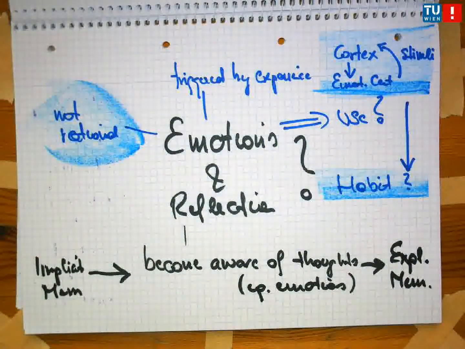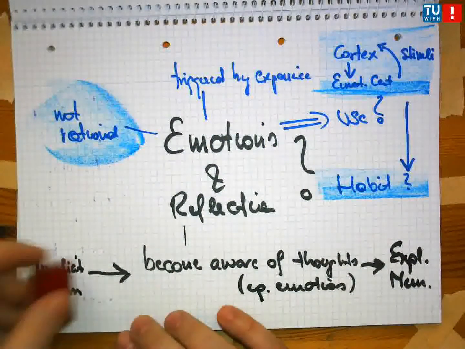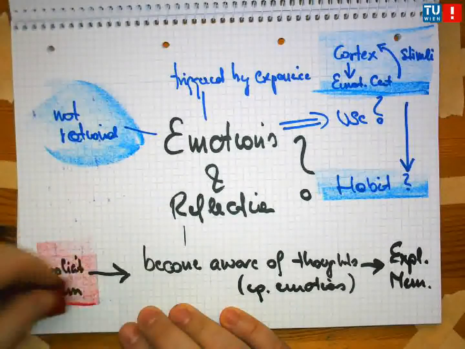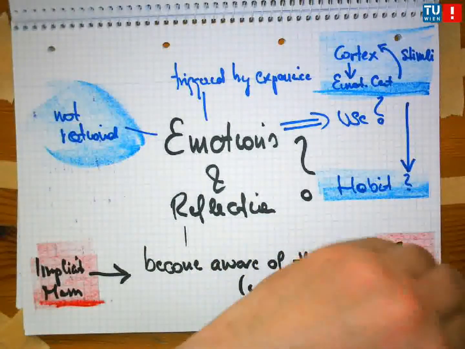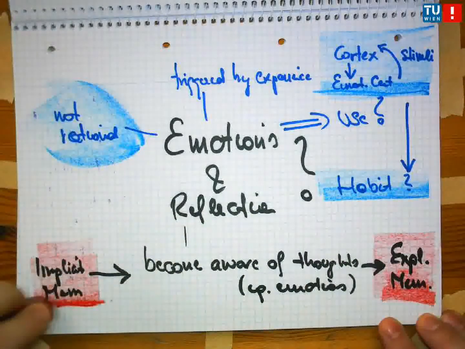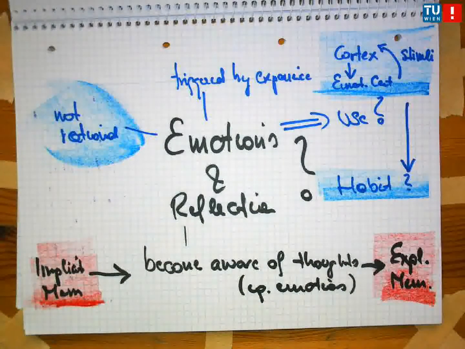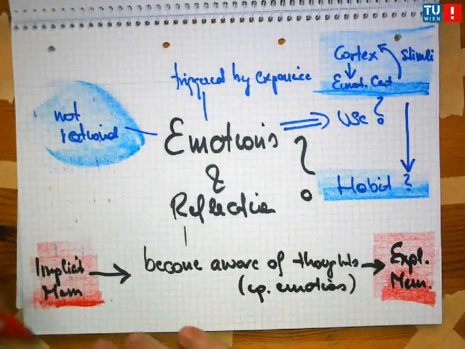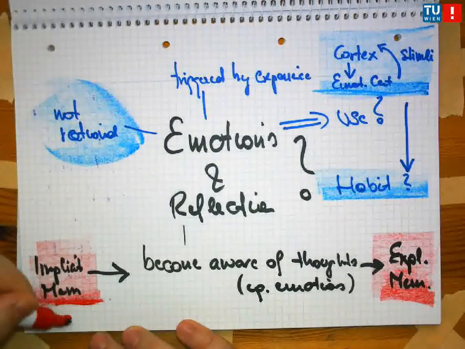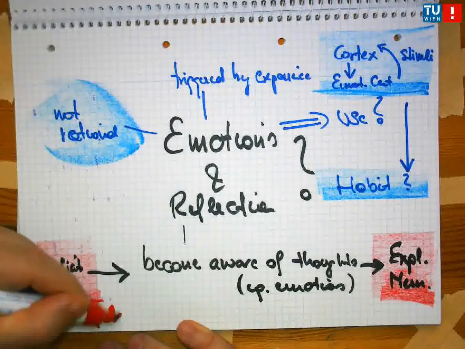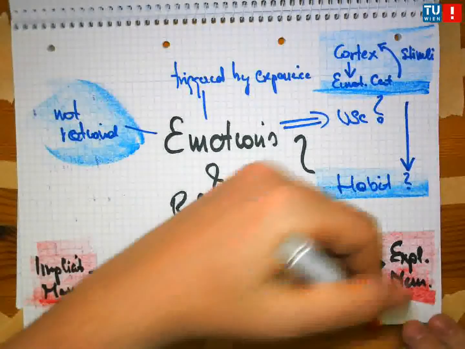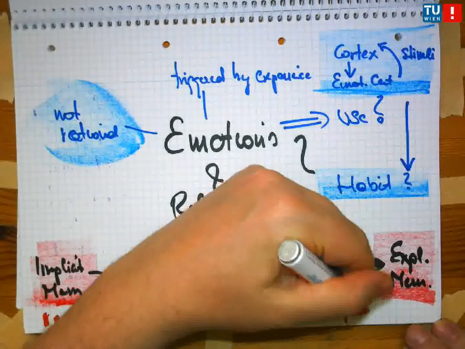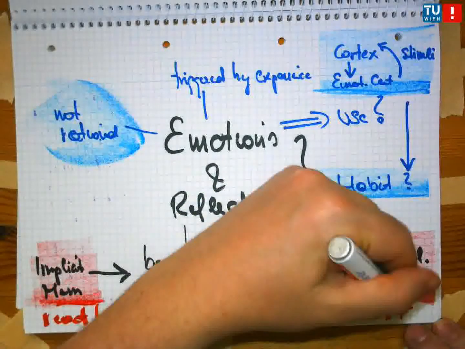Why should that be helpful? I personally believe going from implicit memory to explicit memory allows you not just to react to something and live with something, react and deal with phenomena of the outside world, but to do active planning and goal setting.